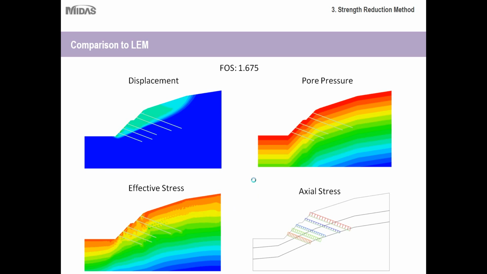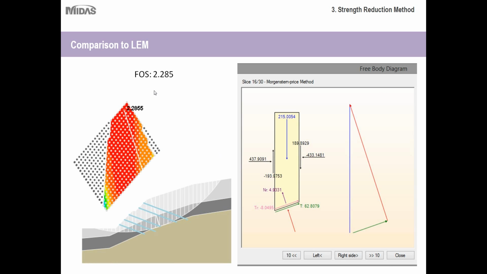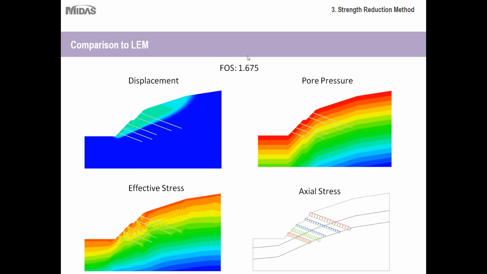So as you can see, just going back here, the factor of safety is 2.285, which is a bit higher. And then the factor of safety here is about 1.675. So just keep in mind, this is actually the same exact project, but done with both analysis methods.